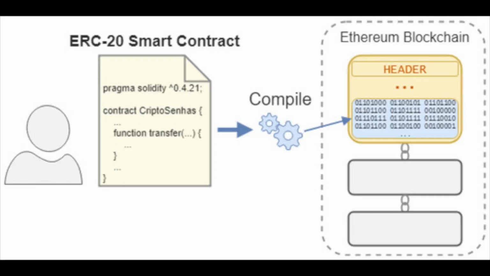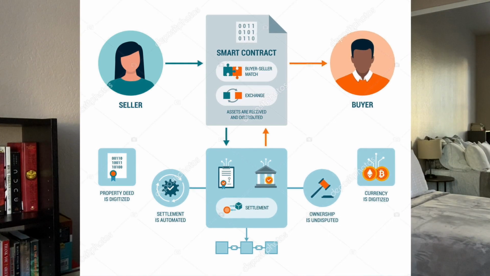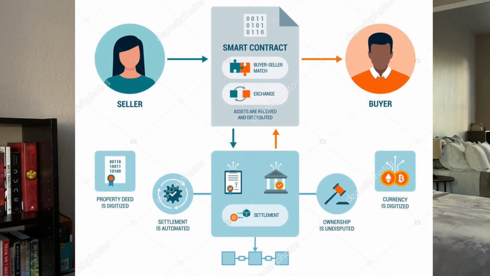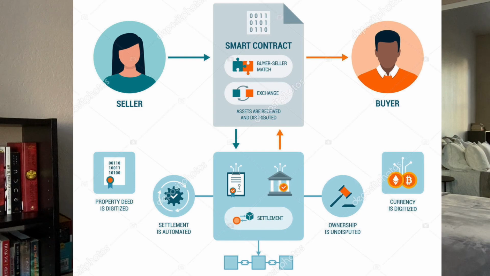An ERC20 token is a standard for issuing smart contracts on the Ethereum blockchain. ERC stands for Ethereum Request for Comment, and these ERC20 tokens are essentially smart contracts that are built on the Ethereum blockchain. Smart contracts can then be used to create smart property or some sort of tokenized asset that people can exchange and transact for value. This is how we're bridging the physical world and the digital world through the use of smart contracts.